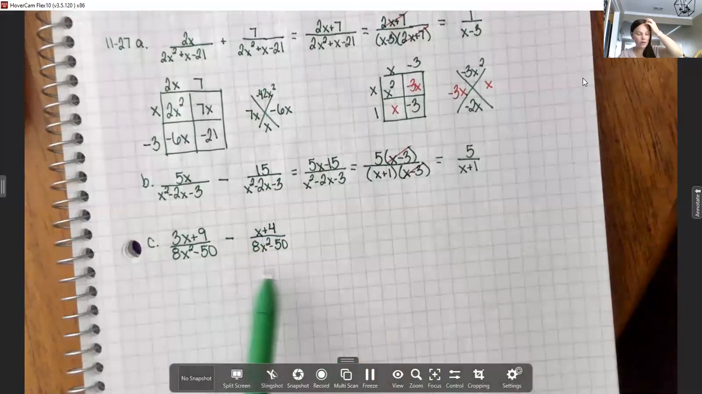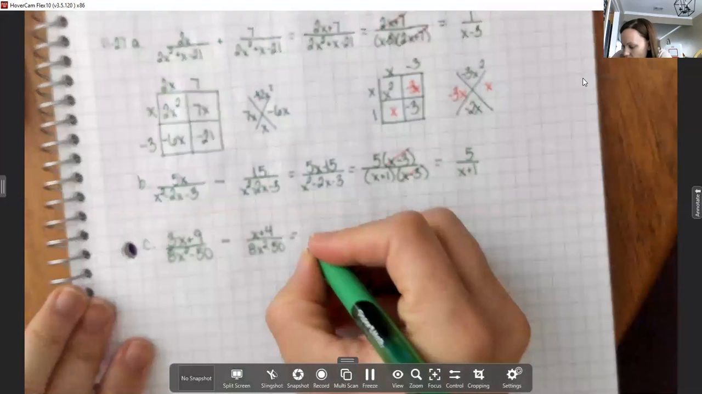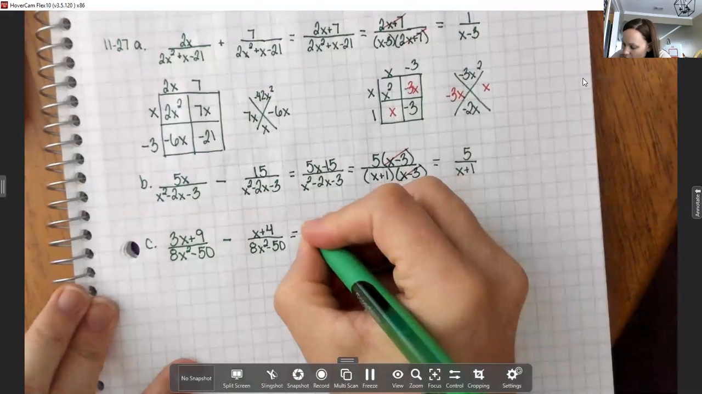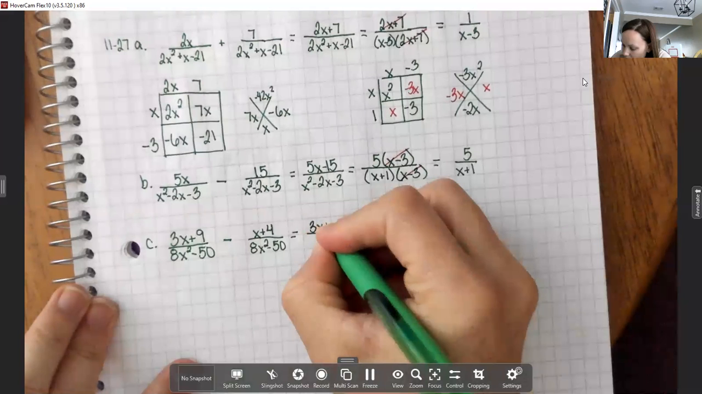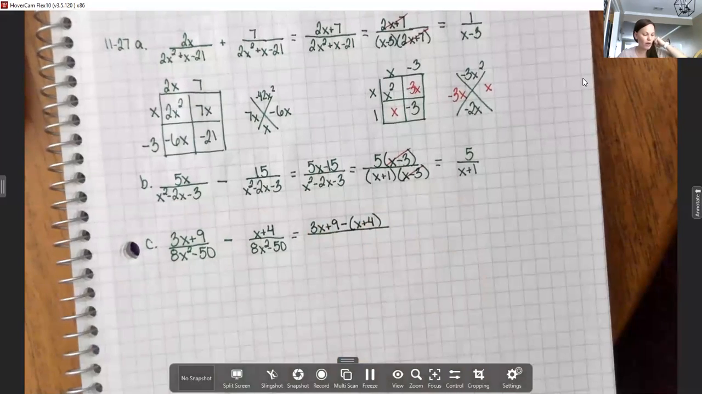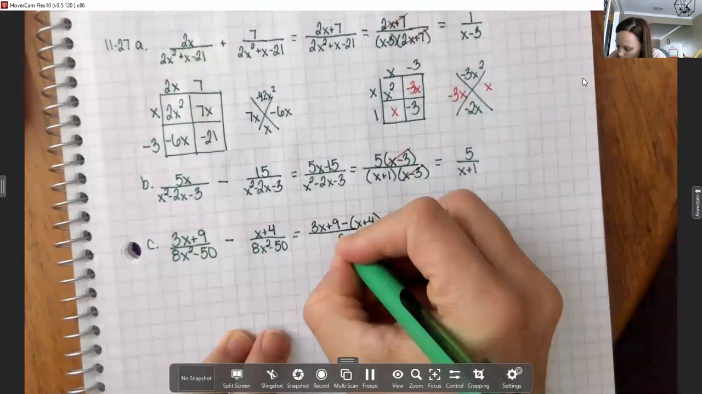So another common denominator here. This one, I'm just going to write out the long way to show you all the steps along the way. So this numerator becomes 3x plus 9 minus, and then I'm going to put that x plus 4 in parentheses just to show you we have to subtract that whole thing. My denominator is 8x squared minus 50.